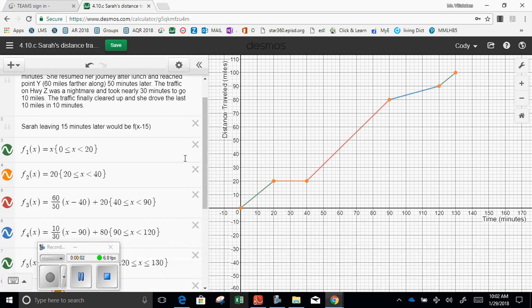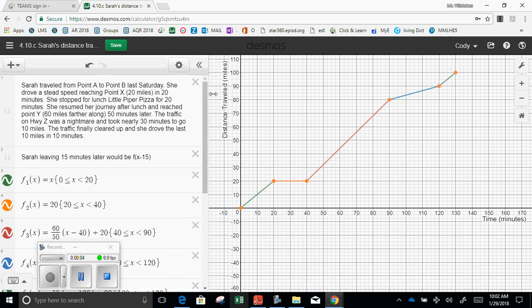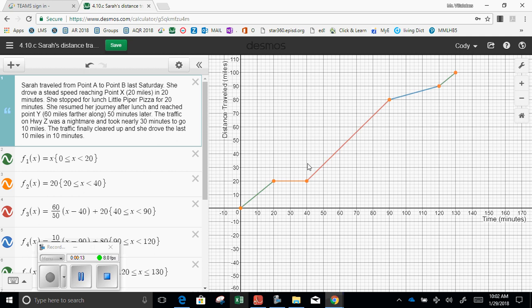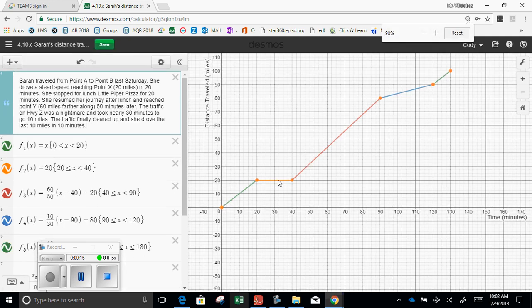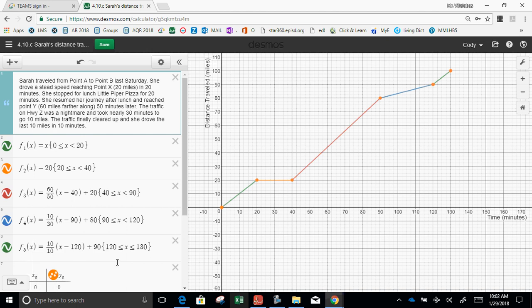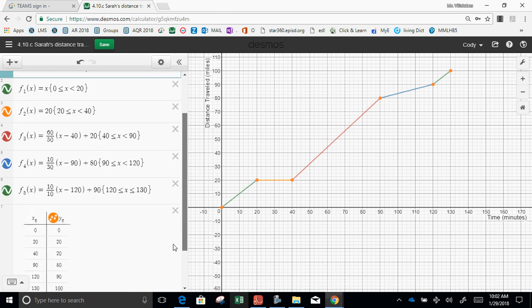Here's Cheryl's travels as originally planned. This statement here, I'm going to copy and paste. This is when she leaves 15 minutes later. So this is what I was expecting for the first submission for Sarah's travels. Okay? And here are the data points.